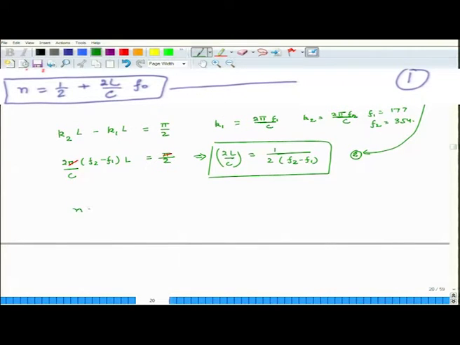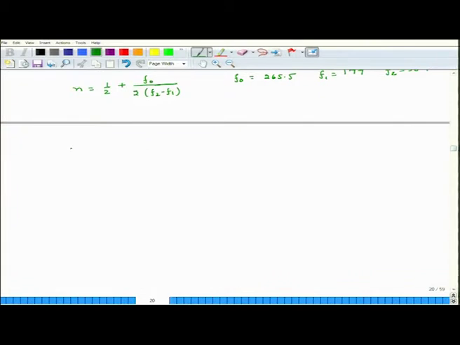Because I have to compute n. So, n equals half plus f naught divided by 2 into (f2 minus f1), and I know that f naught is the mid frequency, which is 265.5 hertz, f1 equals 177 and f2 equals 354. Okay. So, n equals 1.25.